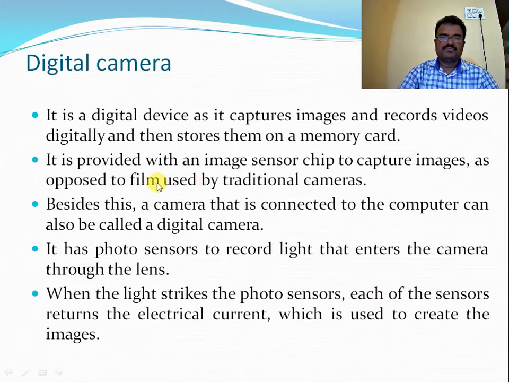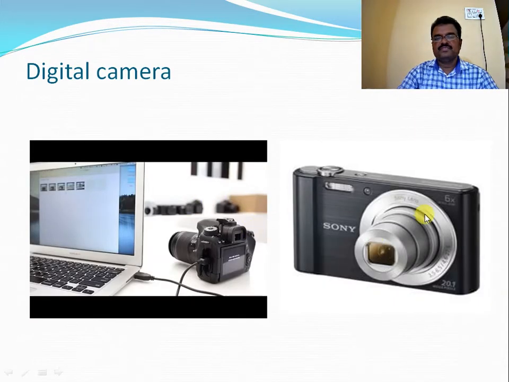The digital camera is provided with an image sensor chip to capture images, as opposed to film used by traditional cameras. Besides this, a camera that is connected to the computer can also be called a digital camera. A digital camera has photosensors to record light that enters the camera through the lens. When the light strikes the photosensors, each of the sensors returns an electrical current which is used to create the images. So here we have digital cameras.